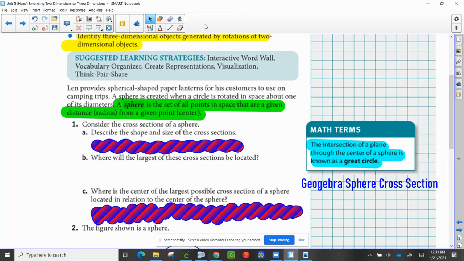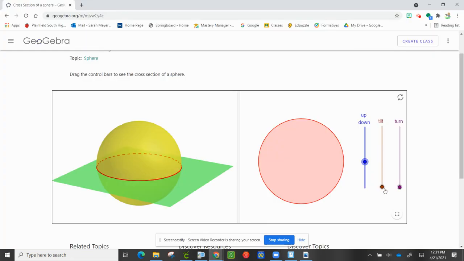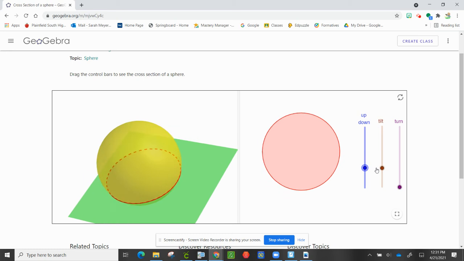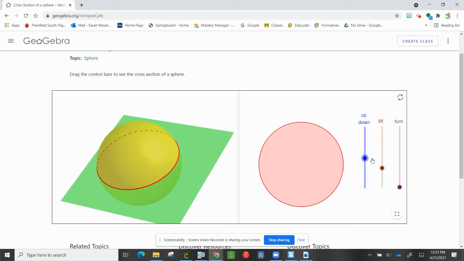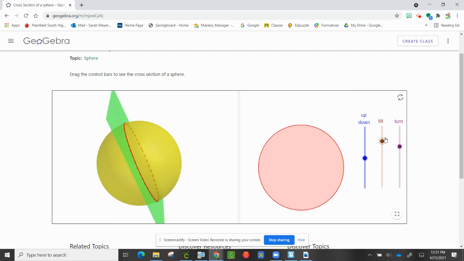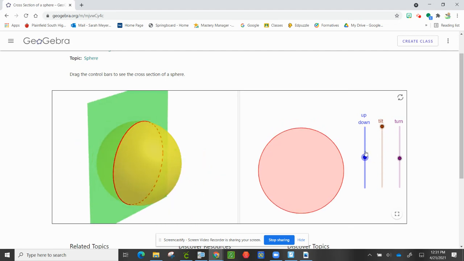Hopefully you noticed that the cross sections are circles that just vary in size. They change sizes as you move it up and down. Even if I tilt my cross section and move it, it's still going to be a circle, because the sphere doesn't matter which side you're looking at. If it's round, it's going to be a circle no matter what. Even if we tilt it different ways, you can still see it's going to be a circle no matter what.